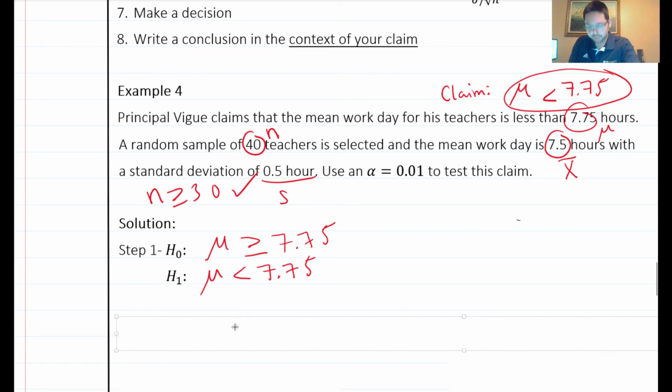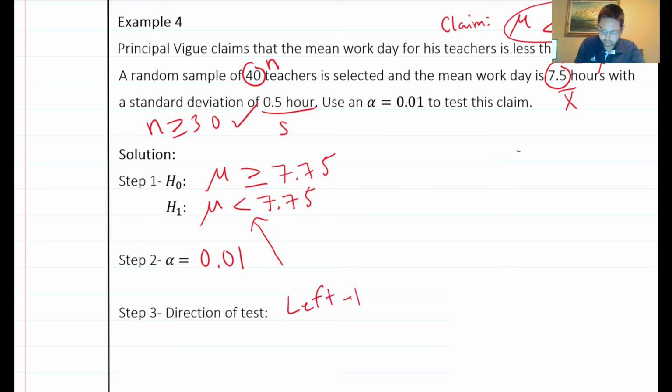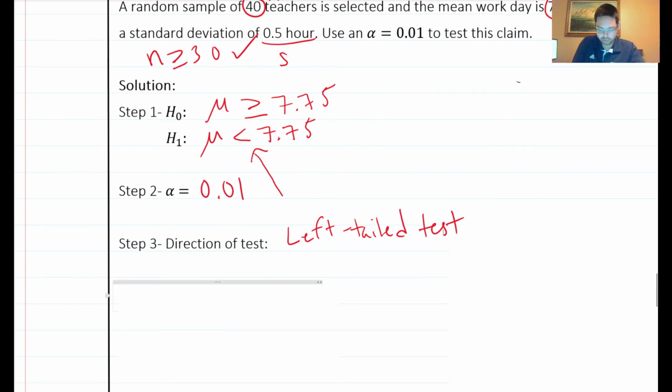So step 2 is to identify your alpha. Well, they tell us what that is. So 0.01, that step is done. Pretty easy. All right, your third step is to determine the direction of the test. That's determined by your alternative. So since it says less than, that means it's a left-tailed test. All right, less than means left-tailed test.